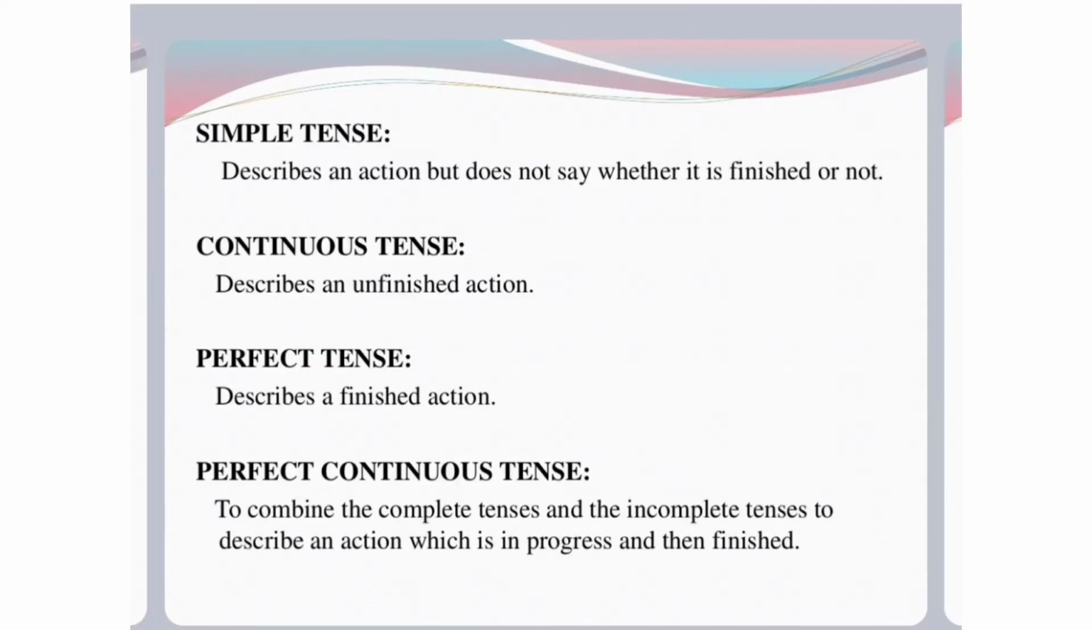And here is a short description of these four forms. First of all, simple tense. Simple tense describes an action but does not say whether it is finished or not. And continuous tense describes an unfinished action. While perfect tense describes a finished action, and perfect continuous tense combines the complete tenses with the incomplete tenses to describe an action which is in progress and then finished.